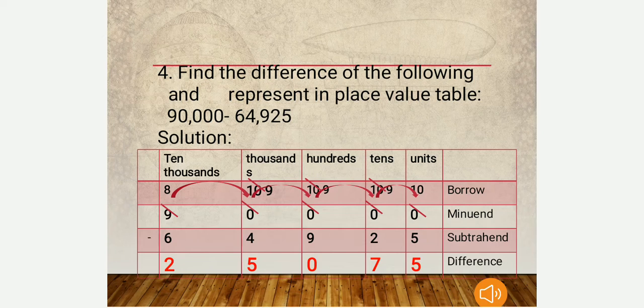So let us see the answer. 10 minus 5 will be 5. 9 minus 2 will be 7. 9 minus 9 will be 0. 9 minus 4 will be 5. As I have taken the borrow from 9 till the unit position, here 8 will be remaining. When I do 8 minus 6, the result will be 2. So 25,075 is the difference.